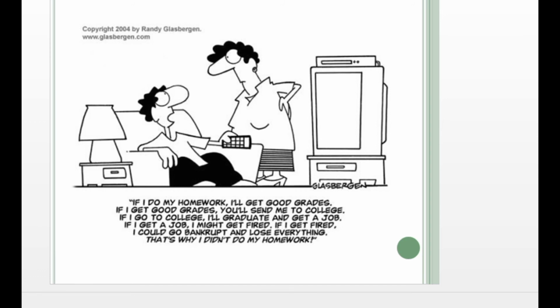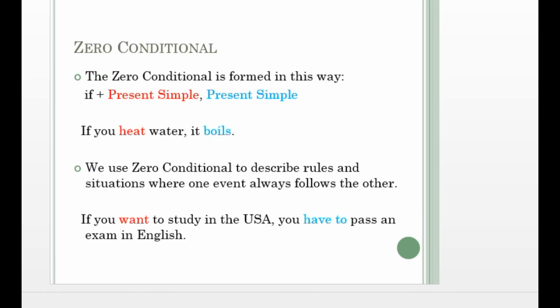In these examples, we have conditional sentences. If I do, I'll get. If I get, you send. If I go, I'll graduate. If I get a job, I might get fired. If I get fired, I could go. The first one, the zero conditional. The zero conditional is formed in this way.